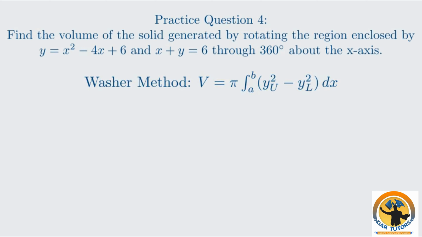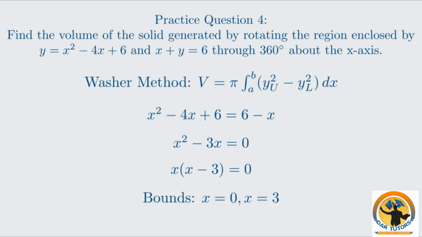First, we need to find the points of intersection to determine our bounds. We set the two functions equal to each other. x squared minus 4x plus 6 equals 6 minus x. Rearranging, we get x squared minus 3x equals 0. Factoring, we have x times the quantity x minus 3 equals 0. So our bounds are x equals 0 and x equals 3.